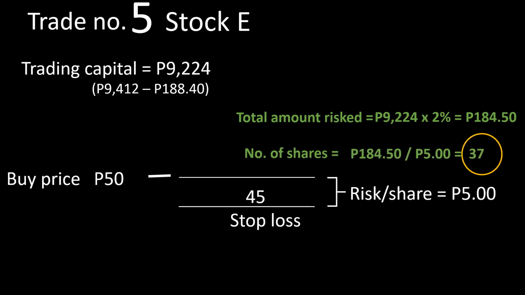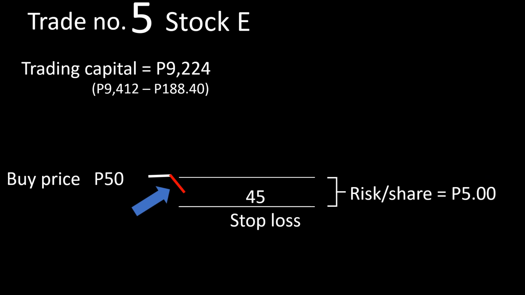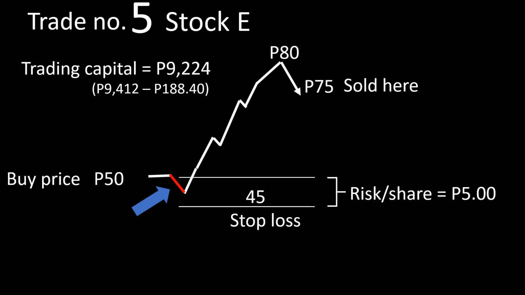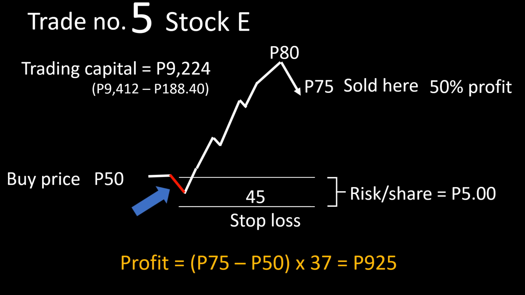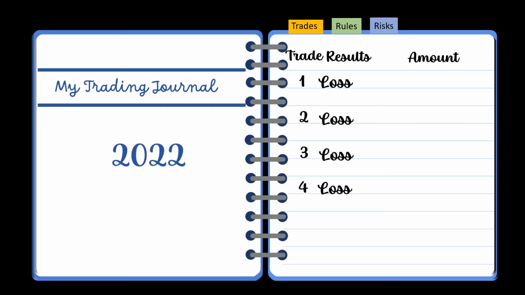At first, the stock went down below 50 pesos, but it did not touch your stop loss, so you didn't sell. Then it went up until it reached 80 pesos. From here, the price went down, and so you sold at 75 pesos and made a profit of 925 pesos. At last, we are now profitable.